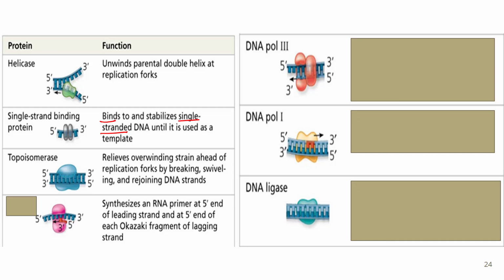All right, which protein synthesizes an RNA primer at the 5' end of leading strand and at 5' end of each Okazaki fragment of lagging strand? Huh? Primase. You're right. It's primase. So it synthesizes an RNA primer. Okay, ASE just means enzyme, right? Enzymes are proteins. So this is a protein/enzyme that puts down a primer.